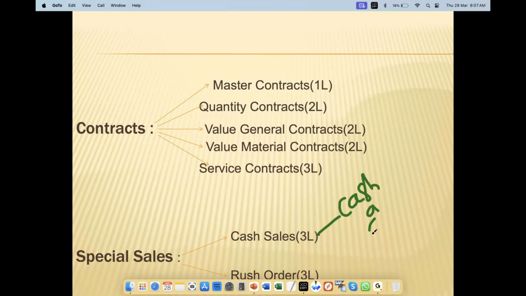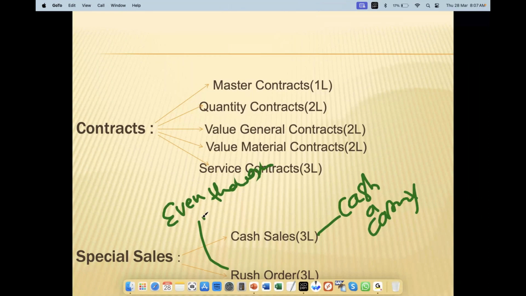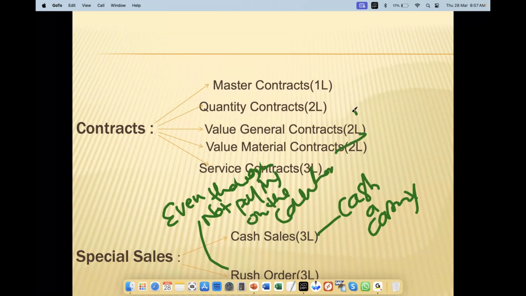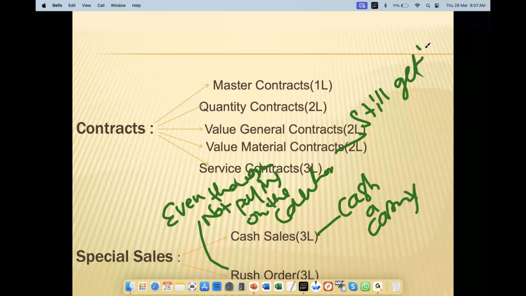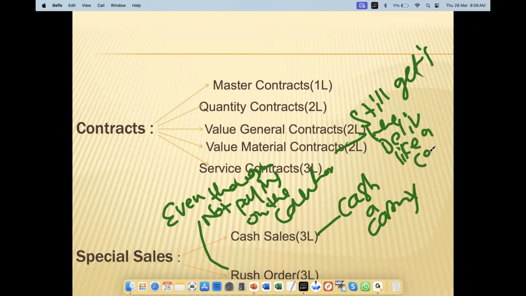Cash and carry. You pay, you get the delivery immediately on the counter. Rush order, even though not paying on the counter, still gets the delivery like a cash paid customer. Why? Because some regular relation.